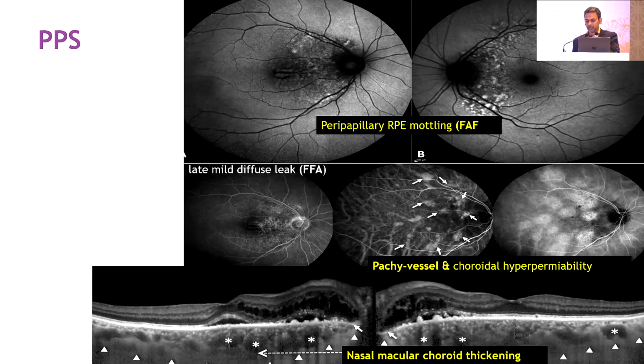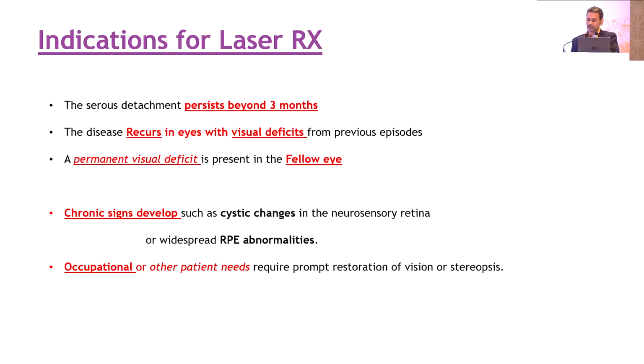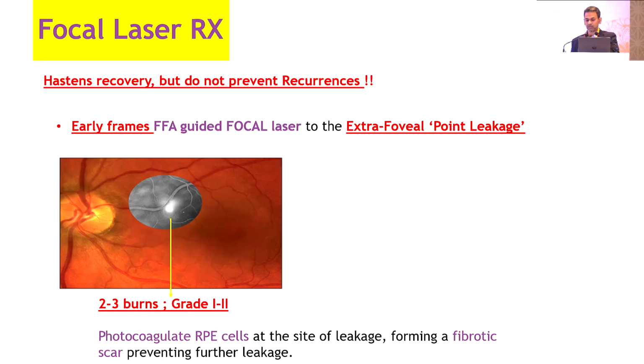Now, with these variants, what are the indications for management? Usually we observe an acute case for 3 months. If it recurs with visual defects, or the other eye has permanent visual deficits, or there are signs of chronicity which we saw on FFA, ICG or OCT, then you need to treat, or if the patient has an occupational or other need for early restoration of vision.